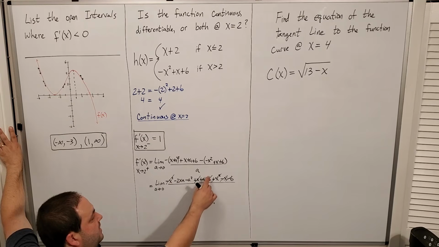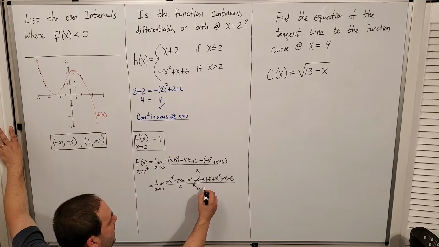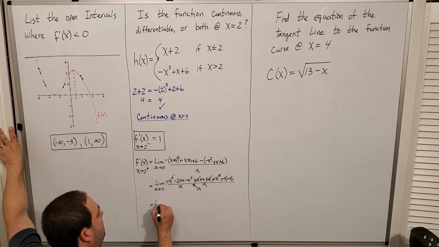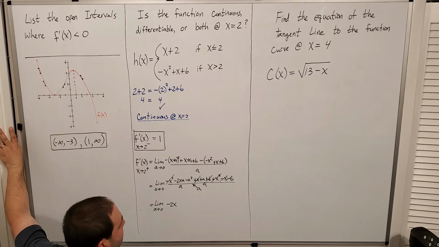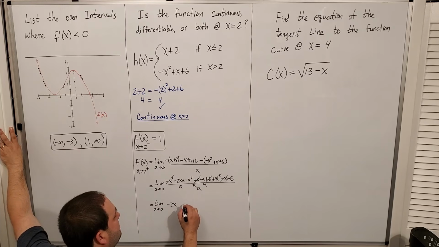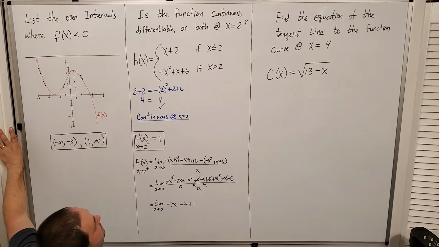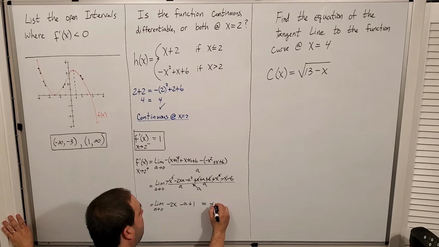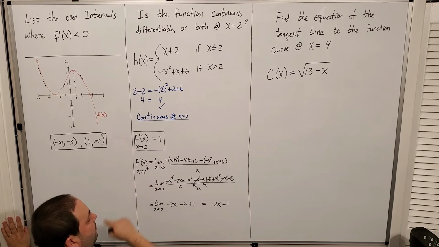So I'm going to do all of these divisions, right? Divided by a, divided by a, divided by a. So then I've got the limit as a goes to 0 of negative 2x minus a plus 1. Like that. Okay, which is negative 2x plus 1. So there's my derivative from the right.